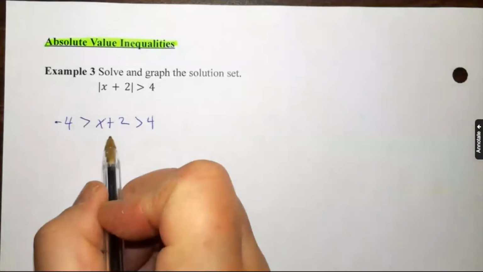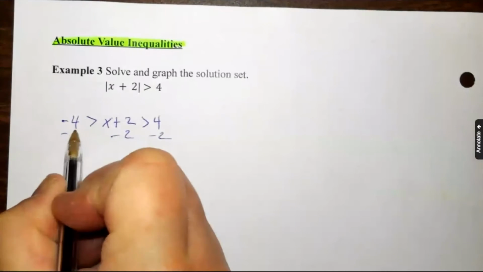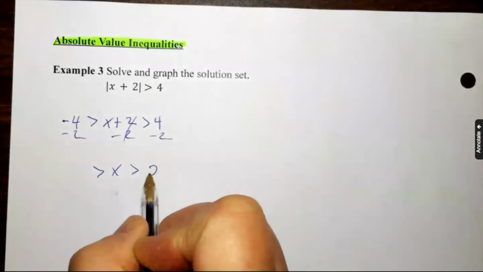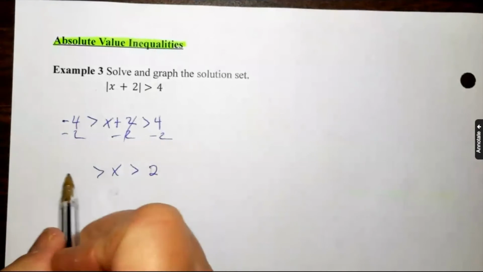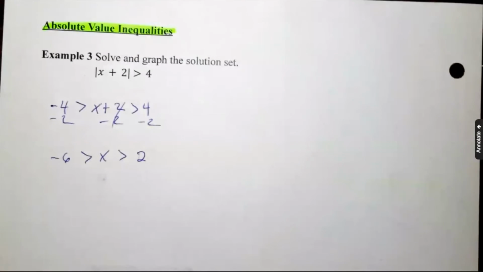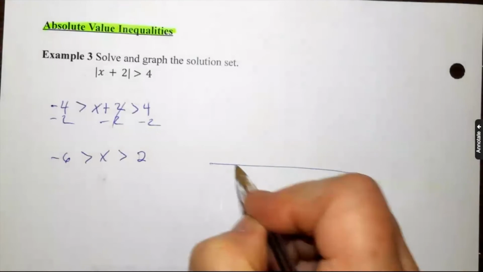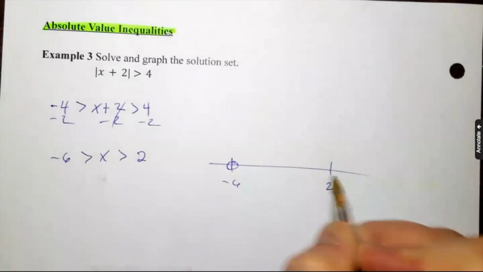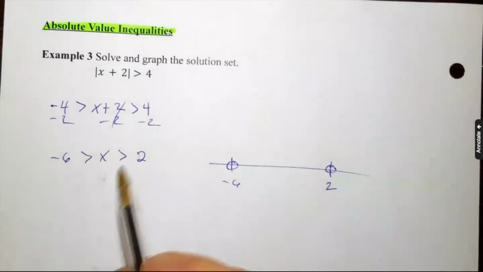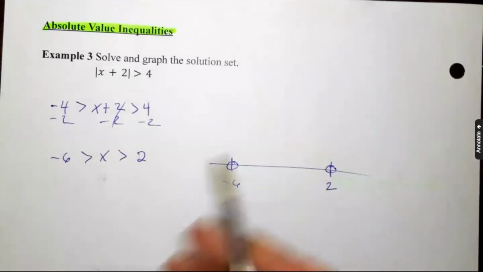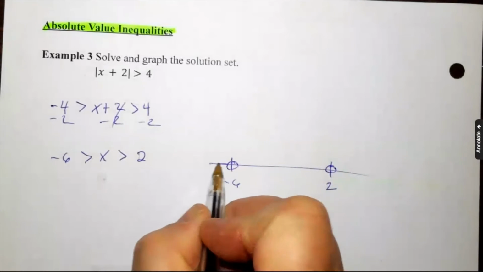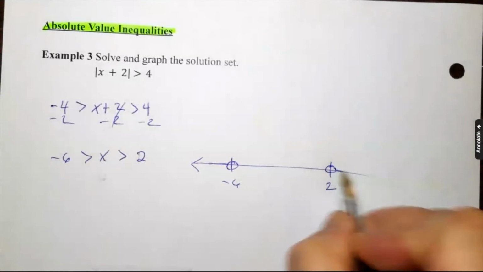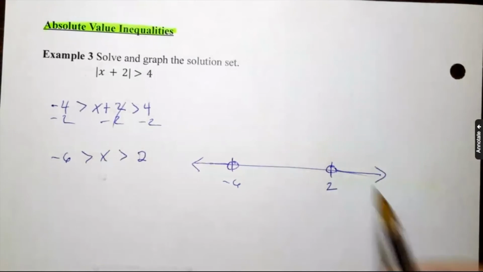We're going to solve for x by subtracting 2. 4 minus 2 is 2. Negative 4 minus 2 is negative 6. And we will graph. We have negative 6, 2. They are open circles. X is less than negative 6. This is the less than direction. X is greater than 2. And this is the greater than direction.